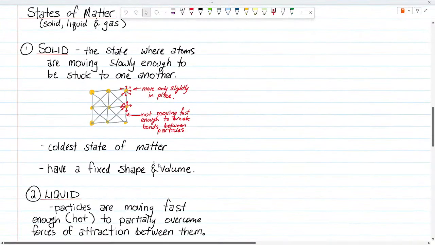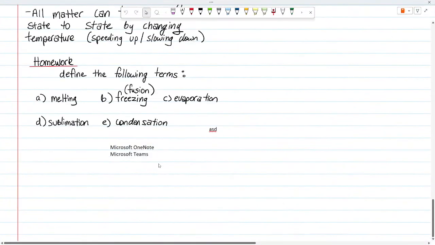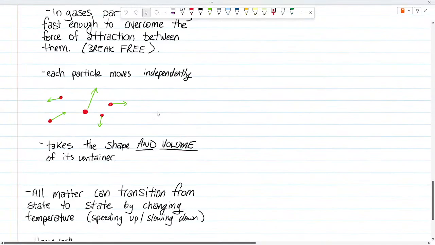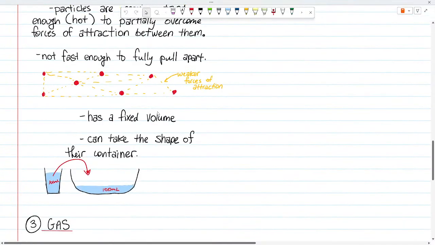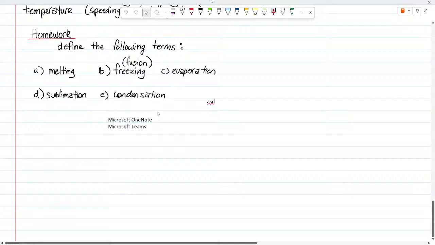Good. Any questions about that? So solid, liquid, and gas. The faster the particles move, we call that heat. A faster moving particle, we would say that it is hotter. A slower moving particle, we would say that it is colder. That's the particle theory of matter. I left you with some words to define.